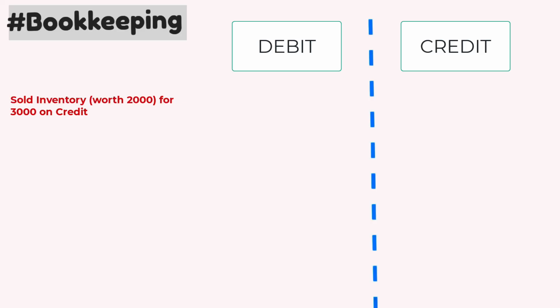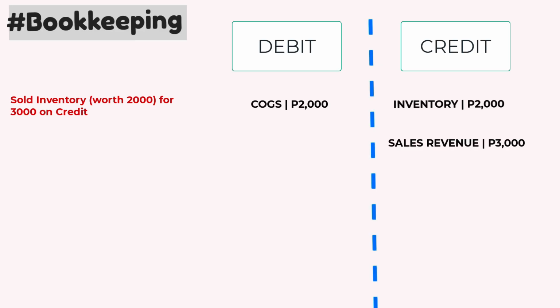Sold inventory worth 2,000 for 3,000, but this time on credit. As seen earlier, there will be two entries, the expense entry and the sales entry. The expense entry will follow the same logic. The sales entry, however, will credit the same account, sales revenue. But what account should be on the debit side? The account is called accounts receivable, which is a form of asset.